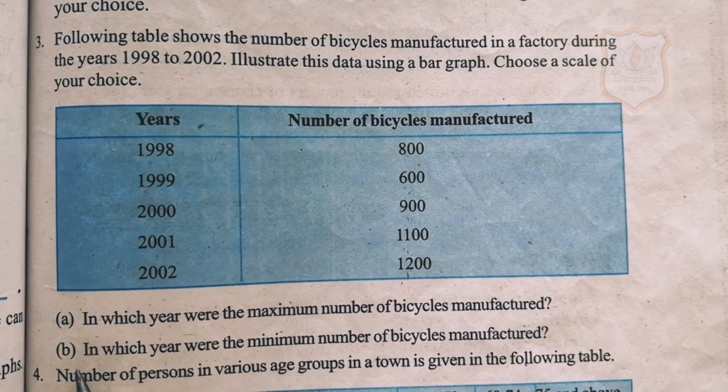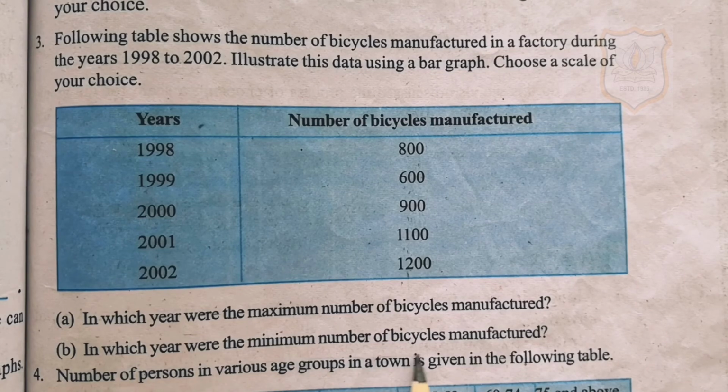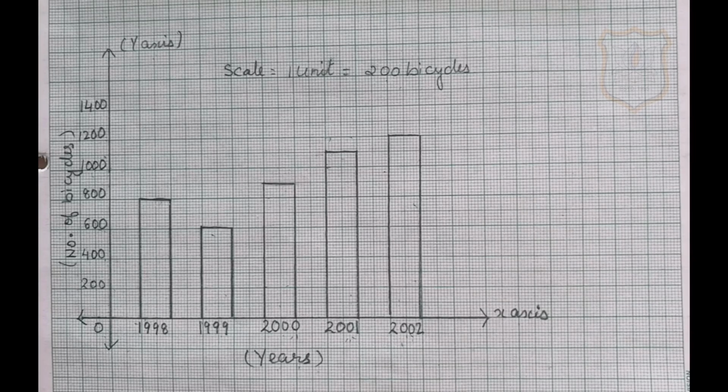B part of question number 3. In which year were the minimum number of bicycles manufactured? Students, with the help of the bar graph you can find out that in 1999 the minimum number of bicycles were manufactured. Students, try to solve question number 4 of exercise 9.4 by yourself. With this we end our chapter number 9.